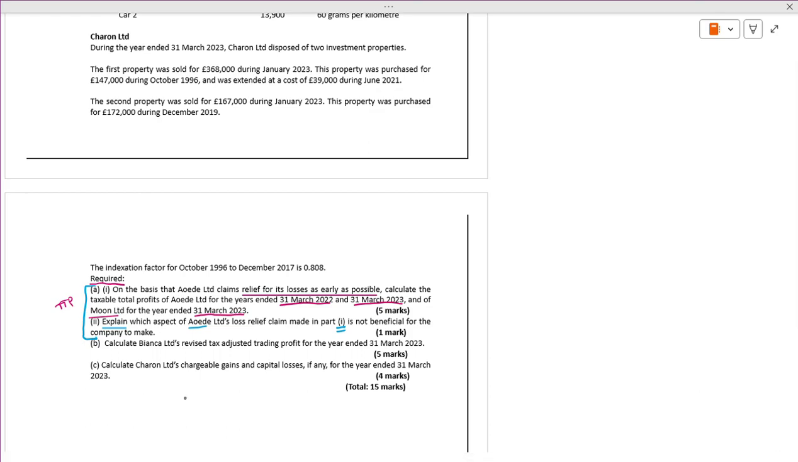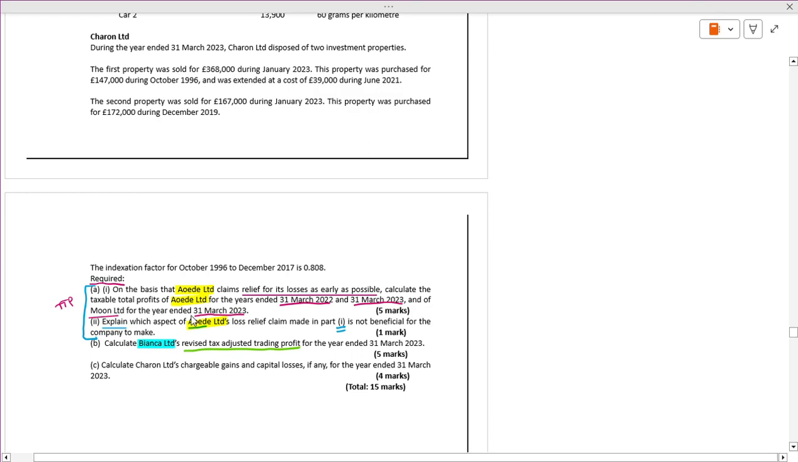Now, what is the second? This is related to Aoede Limited. Okay. This is related to Aoede Limited, all the things in part A. In part B, okay, in part B, they are talking about Bianca Limited. We have to make sure that we revise the tax adjusted trading profits. Okay, tax adjusted trading. We have to make revised calculations.